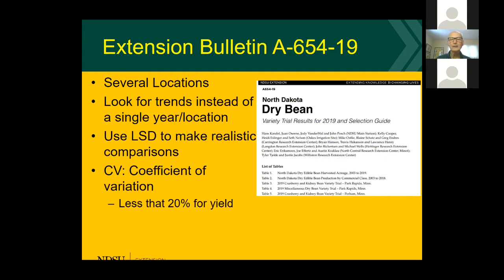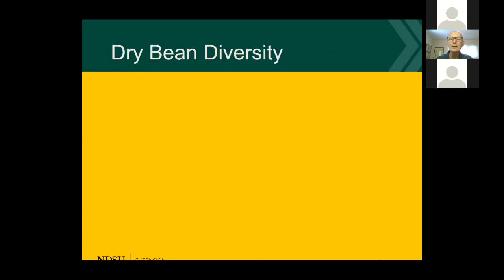We also report a coefficient of variation, and typically for our trials, we want to see a coefficient of variation lower than 20%. If it is higher, there is more noise in that data set.